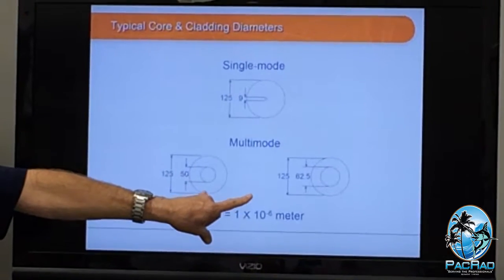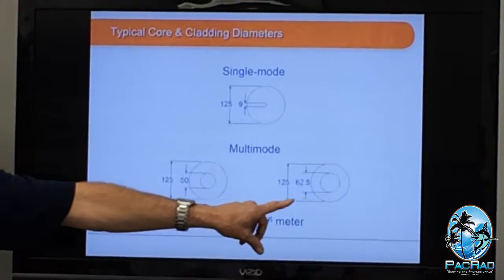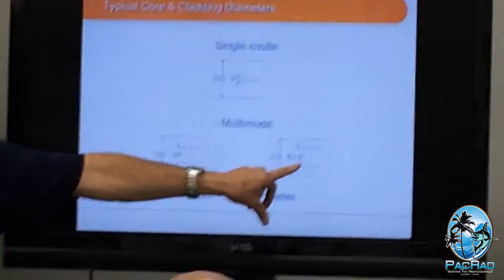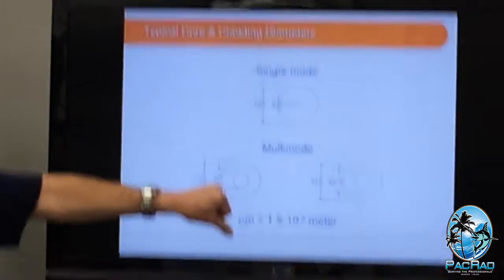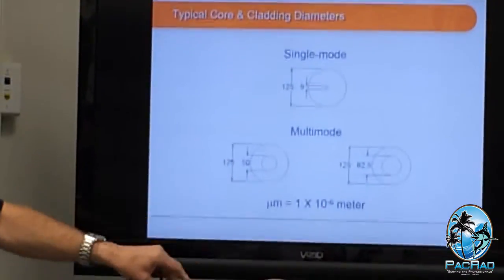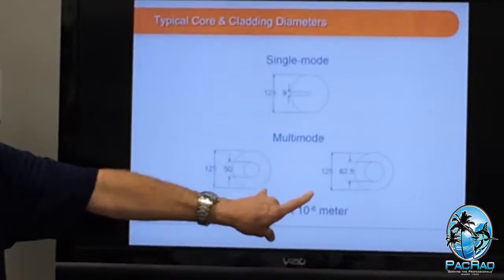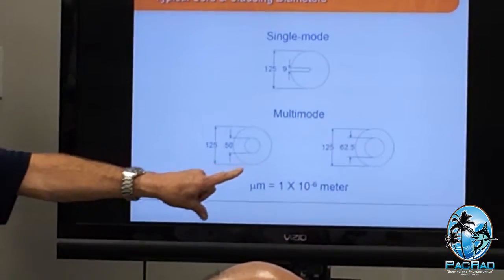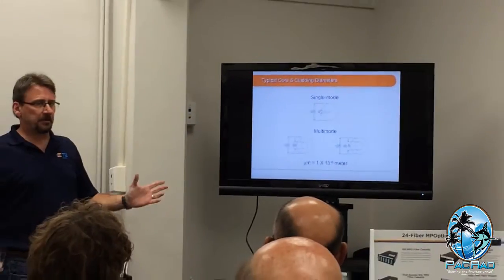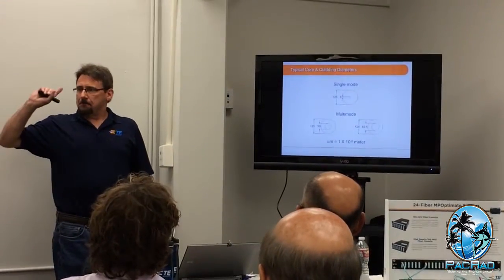There's two prominent styles of multi-mode right now, the older being 62.5 micron core and the newer being 50 micron core. We'll talk more about the differences between those, but just understand that there's two different types of multi-mode, and the core diameter is much larger.